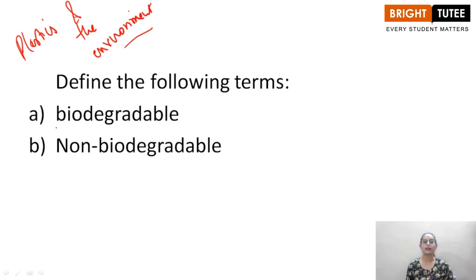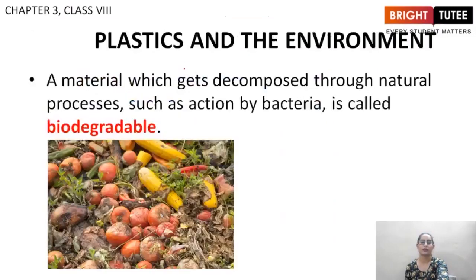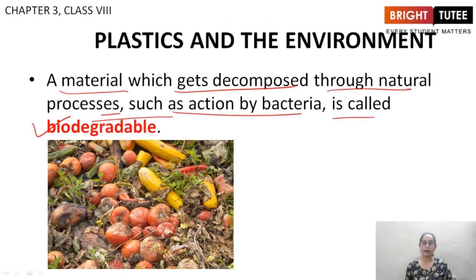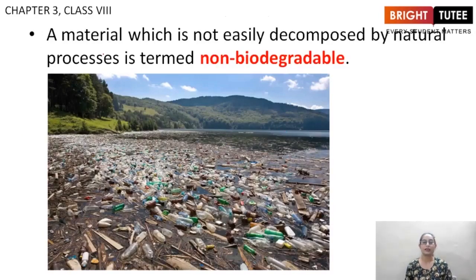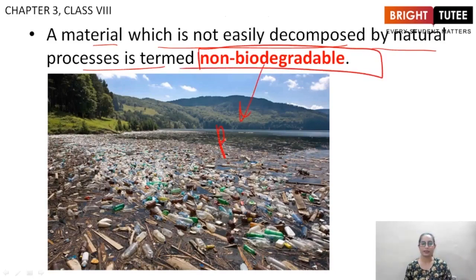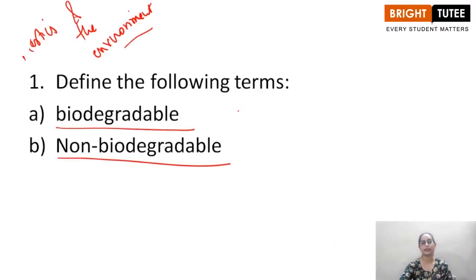Define the following terms: biodegradable and non-biodegradable. So for this, let us move on to the topic. The first part is biodegradable. For this definition you have to write a material which gets decomposed through natural processes such as action by bacteria is called biodegradable. So 1 mark for this definition. And the next definition is a material which does not easily get decomposed by natural processes is termed as non-biodegradable. And examples can be plastics. The first example is plastics only, which we will be discussing in this lecture.